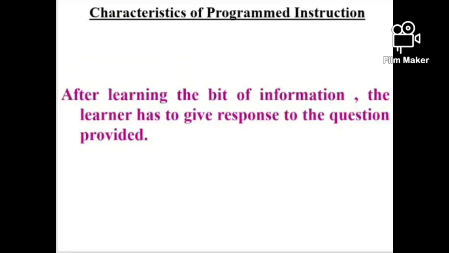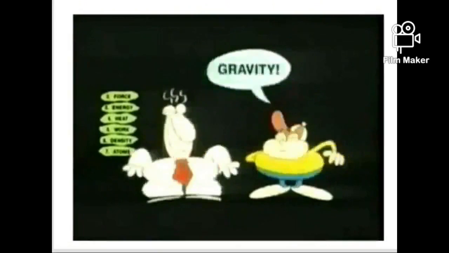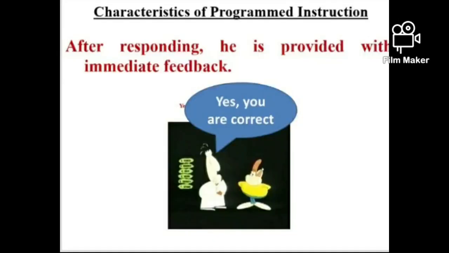After learning the bit of information, the learner has to give response to the question provided. In our example, after studying the first bit of information, that is gravity, the learner is given a question. What makes things fall down? The learner responds, gravity. After responding, the learner is provided with immediate feedback. Here you can see that the learner's response is confirmed by saying that, yes, you are correct.